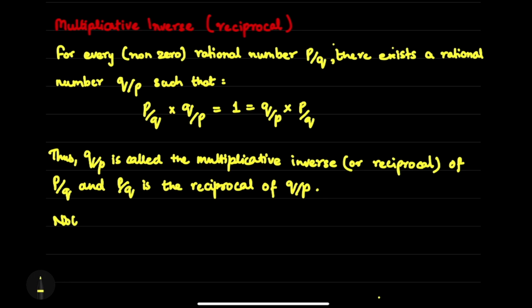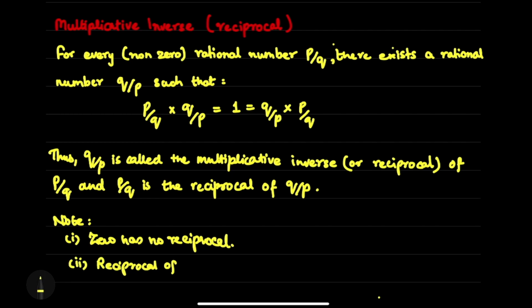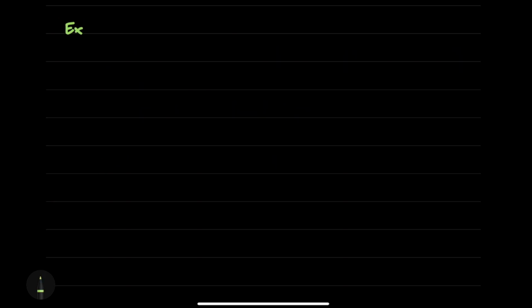Some special points to note. Firstly, 0 has no reciprocal. And second, the reciprocal of 1 is 1 and minus 1 is minus 1. Let's understand this concept through a very quick example of 7 by minus 3. So if we multiply minus 3 by 7 to it, we will get the answer of 1. Thus proving that the multiplicative inverse or reciprocal of 7 by minus 3 is minus 3 by 7.